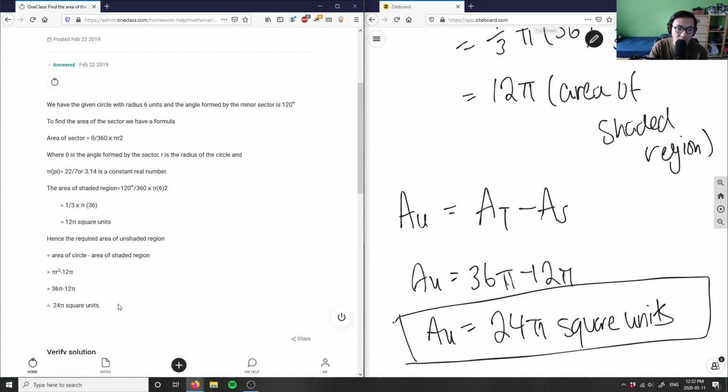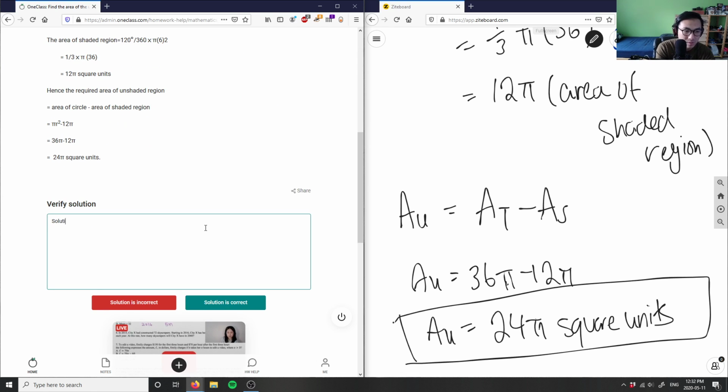And as you can see, they did the exact same thing. They found the area of the shaded region, and then it adds up with the area of the unshaded region to give me the area of the full circle. So the solution here is correct. Go to analysis here.